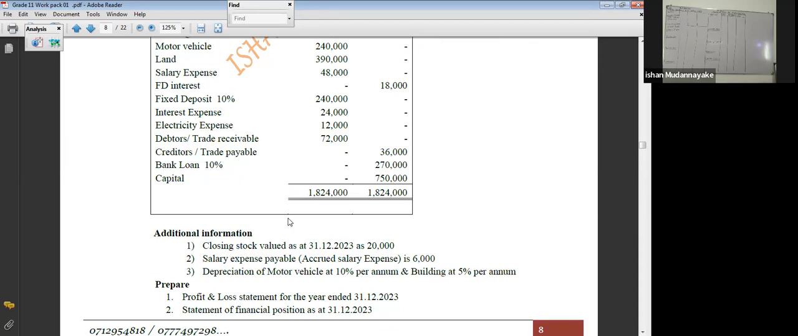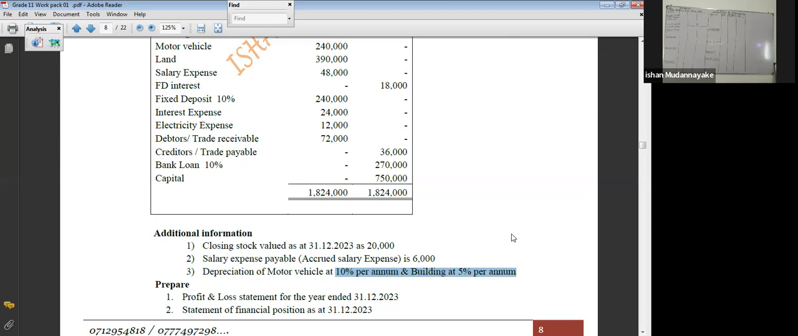Closing stock valued as at 31st December 2023 is 20,000. Closing stock adjustment, we have already discussed. Second, salary expense payable: accrued salary expense is 6,000. And depreciation of motor vehicle 10% per annum and building 5% per annum. Last year we discussed the method of calculating depreciation. Today we will discuss the method of recording depreciation of a business.